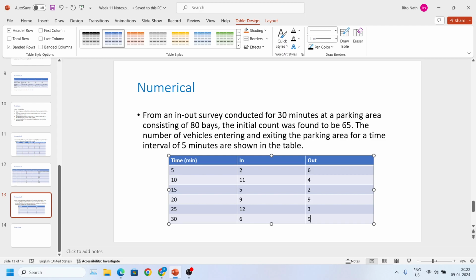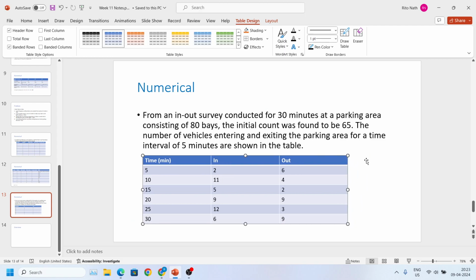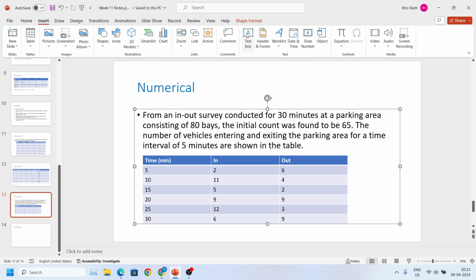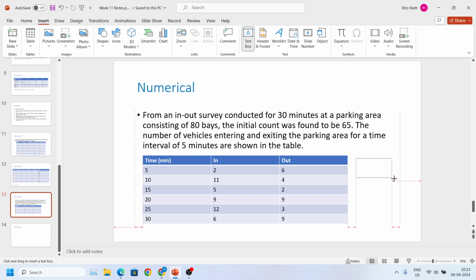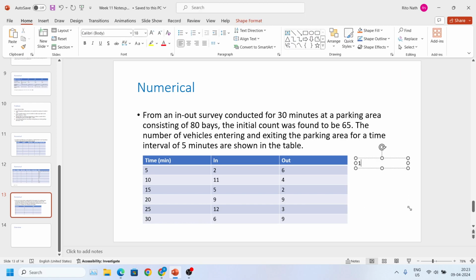So now you are asked two questions. So I'll write down the questions here. Then you can take a picture of this data and solve it in the next slide. Okay, so the first one is, what is the average parking occupancy of the parking area?